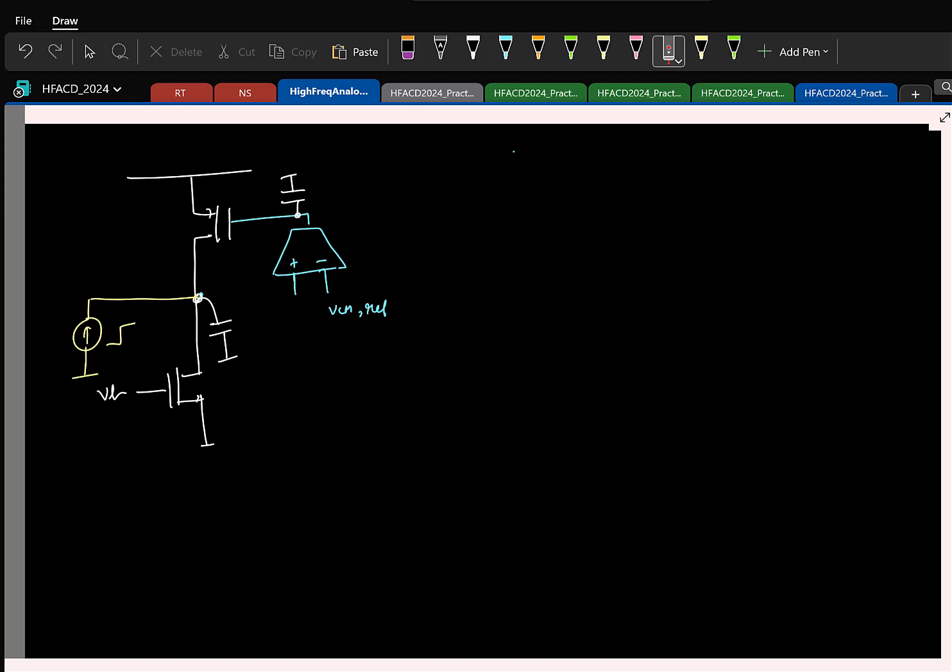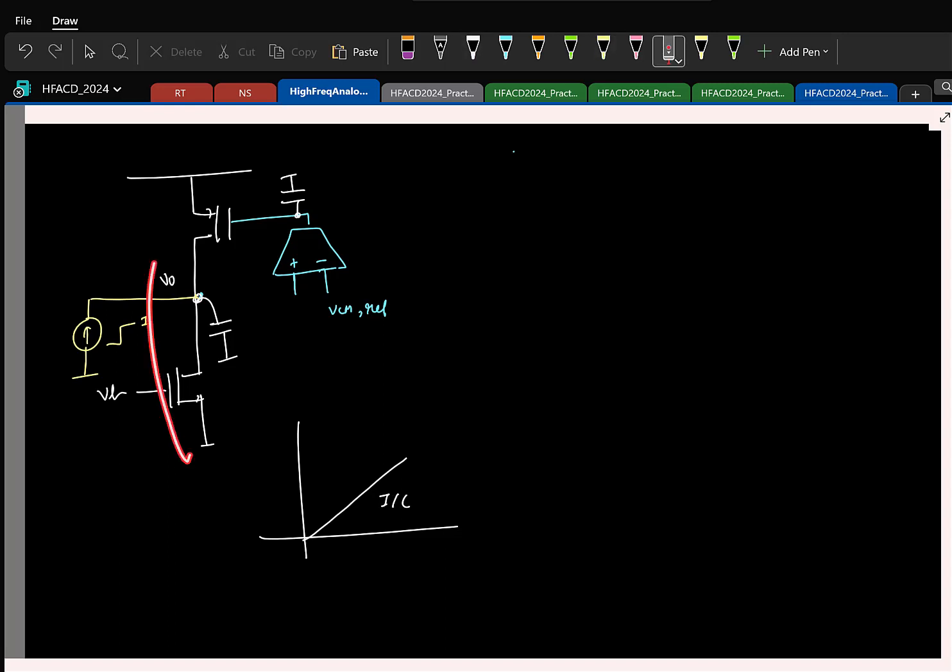What will happen to the output? How will the output look? It will charge. How will it charge? Linearly. I just have a capacitor. The current source gets pushed into the capacitor. What is the slope of the ramp? Let us say the current is I. What is the slope of the ramp? I by C. Okay, great.